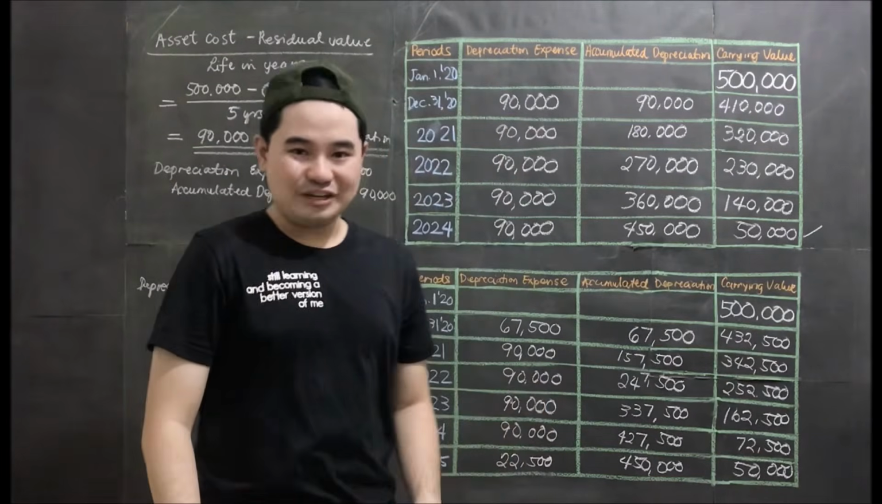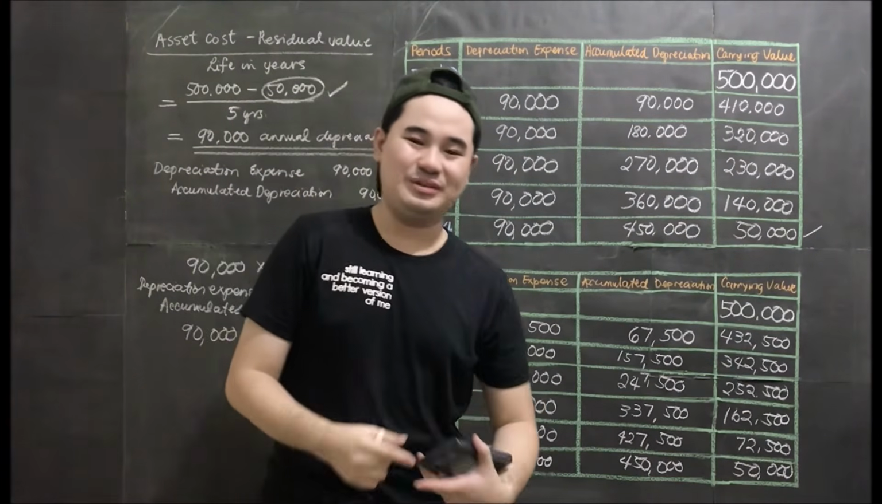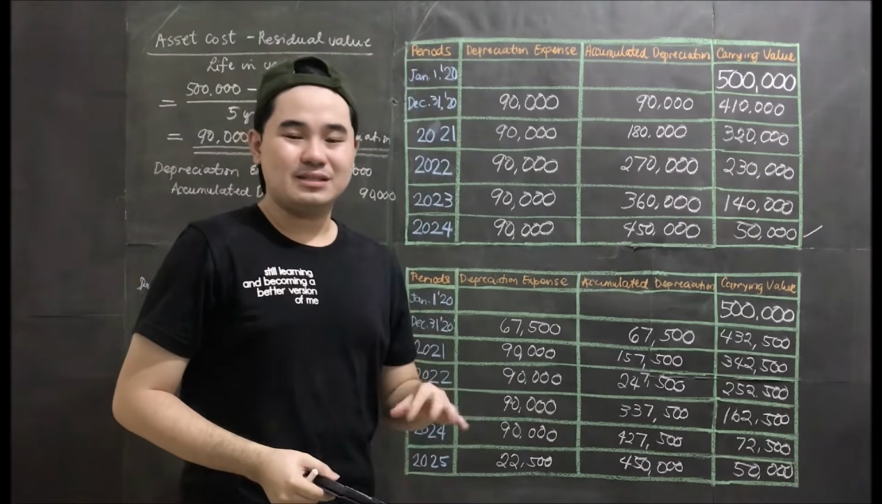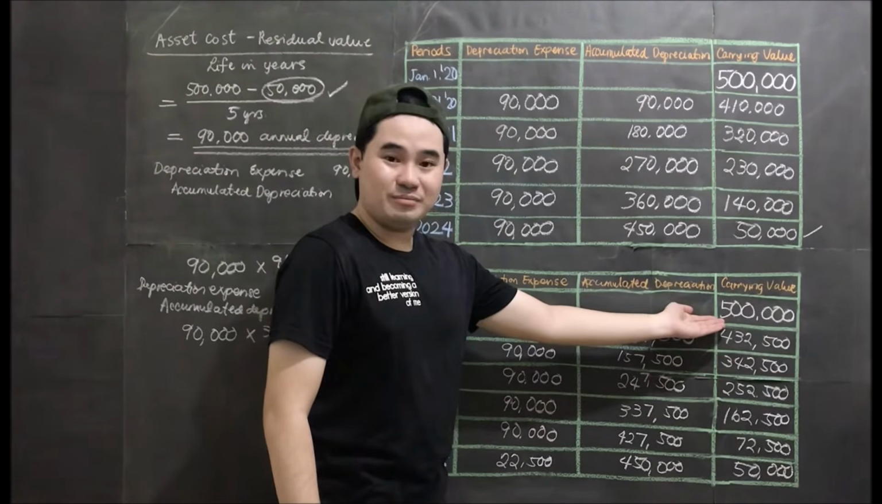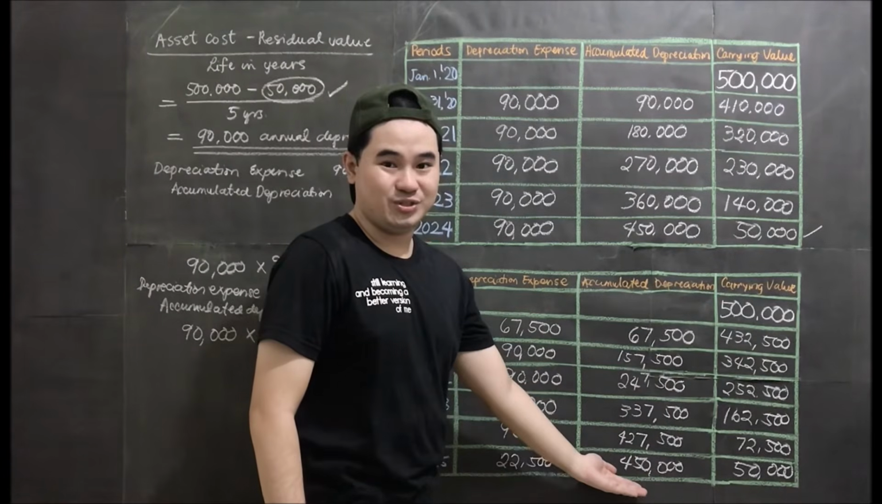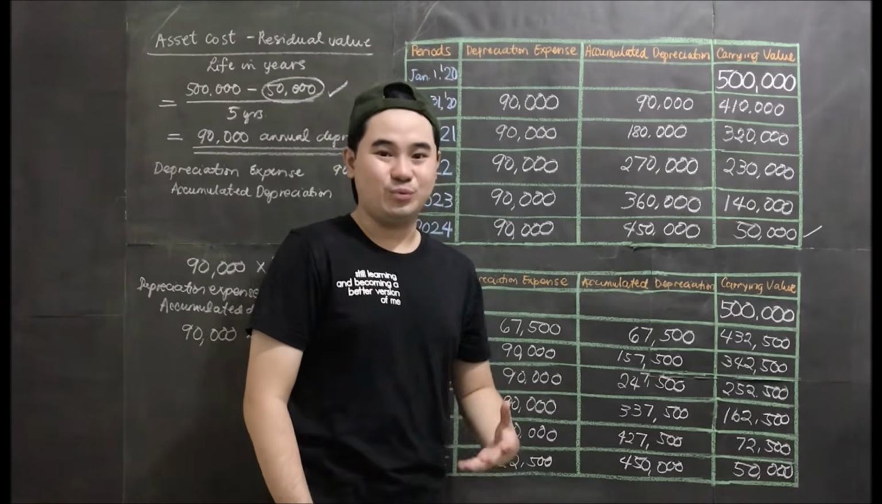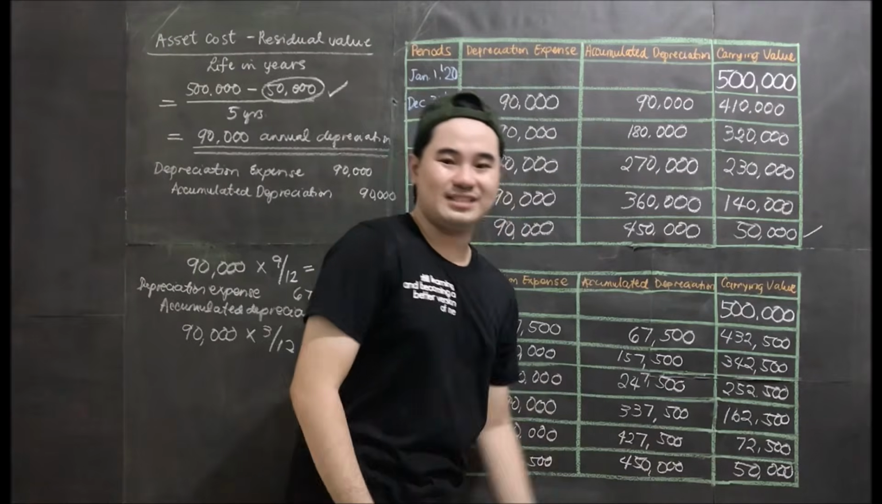And will still arrive at the residual value. Okay, so when you are being asked how much is the carrying value of the asset, asset cost minus accumulated depreciation. Okay, you know when you're correct when at the end of the life of the asset you get the residual value.